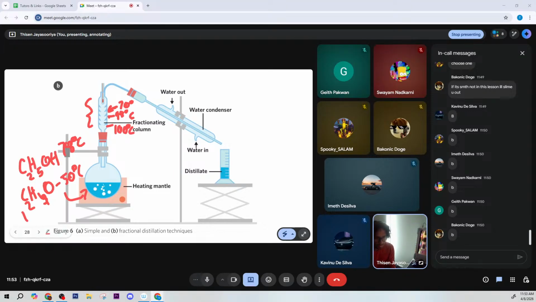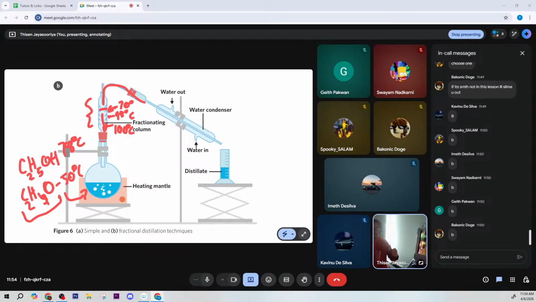So here, we only get the ethanol out, because at this point, one compound is going to condense, turn back into a liquid, and fall back into the solution. Whereas the ethanol stays as a gas and then passes through this. Does that make sense? Anyone have any questions about that?